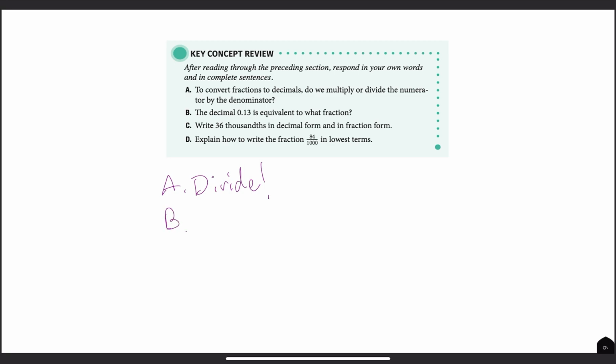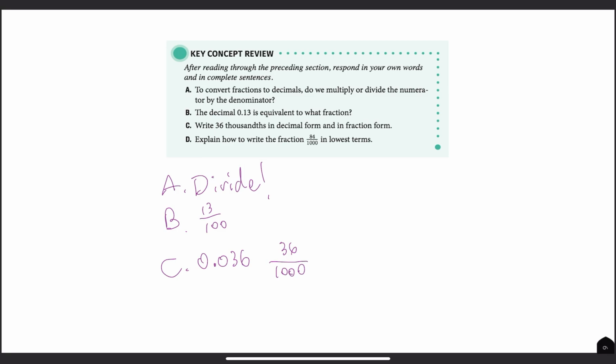B, the decimal, 13 hundredths, is equivalent to what fraction? Well, I kind of gave it away. It's equivalent to 13 hundredths. Do you need to reduce that? 13 is a prime number, so it's not gonna reduce with a power of 10. C, write 36 thousandths in decimal form and in fraction form. Well, 36 thousandths in decimal form and 36 thousandths in fraction form.